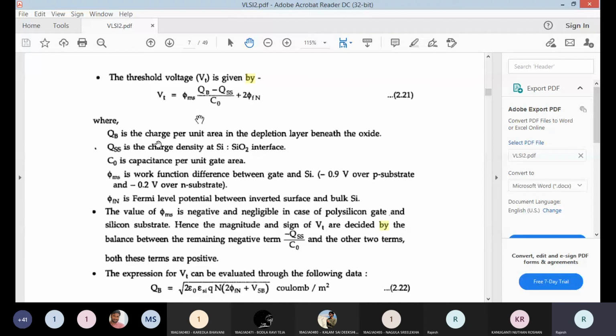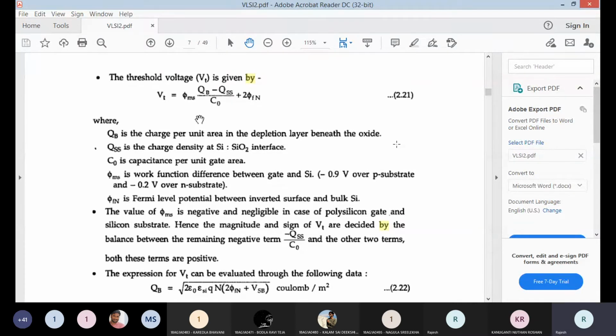QB, what is QB? QB is charge per unit area in the depletion layer beneath the oxide. In our previous derivation, we have written it as QC because it is channel. At that time, it is shown as QC. In this topic, it is the same charge, but it is charge per unit area in the depletion layer. Whatever the channel we are telling, that's why we told it as QC. Here also it is same, but we are writing suffix B because it is beneath the oxide. Beneath the oxide is nothing but that channel region.